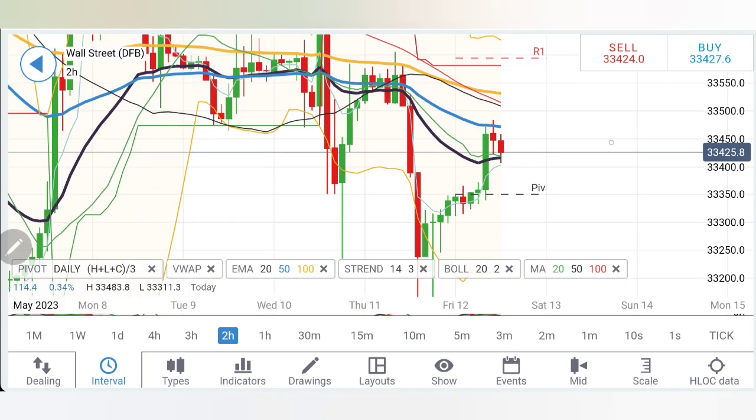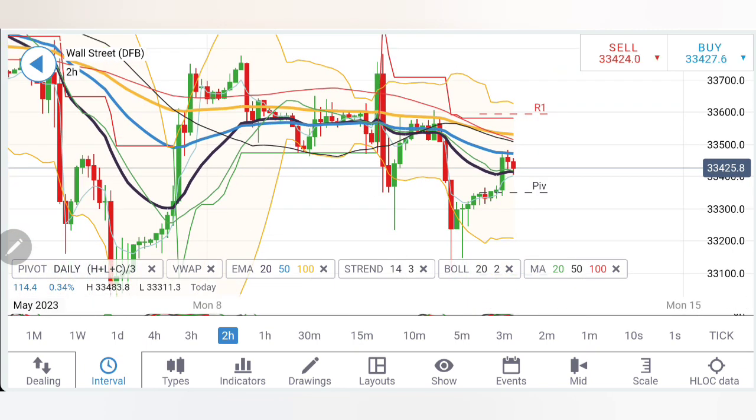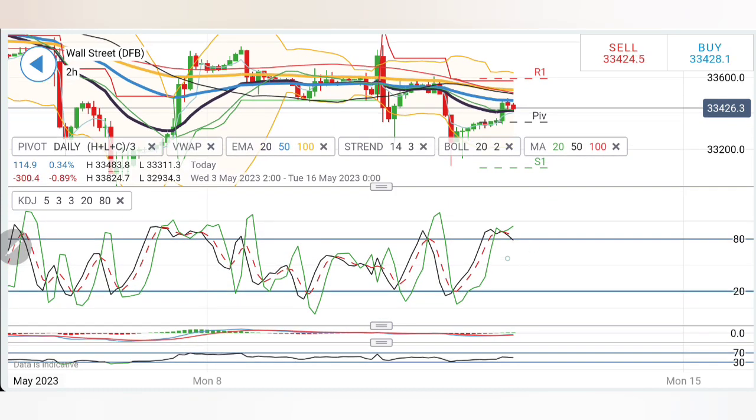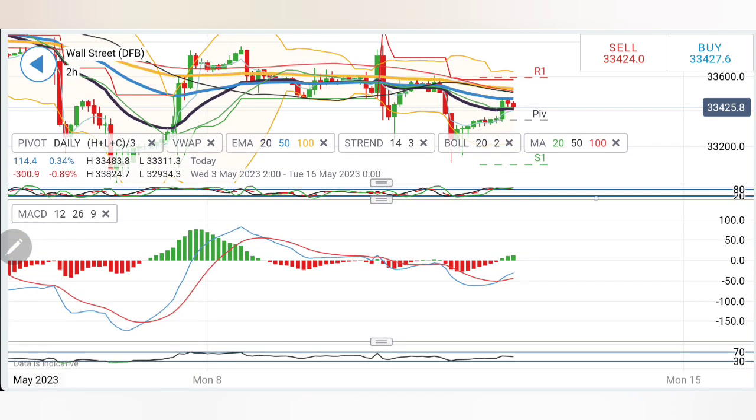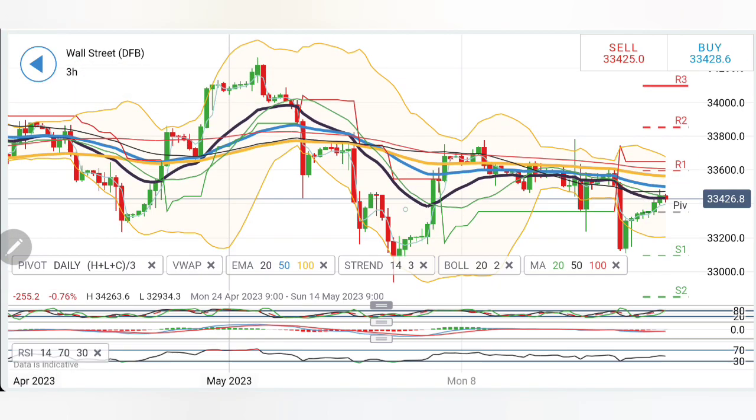Now remember, at any point of time, if you see it trading above 33,500, you can stay long, but then 33,600 levels it needs to breach in order to confirm a reversal. So between 33,400 and 500, we are not going to take any trade in Dow Jones today. Stochastic overbought. MACD has crossed over for a buy on the 2-hour charts. RSI trying to look downwards, trading slightly bearish.